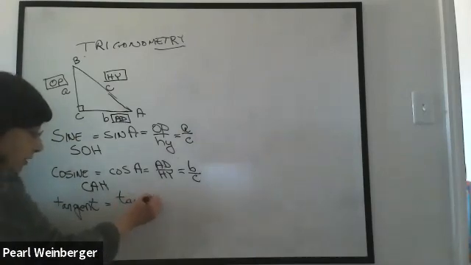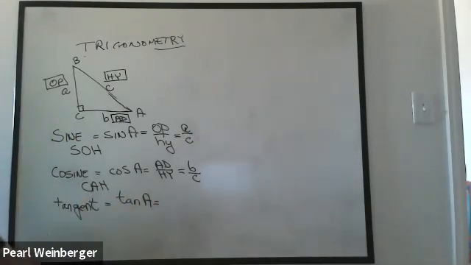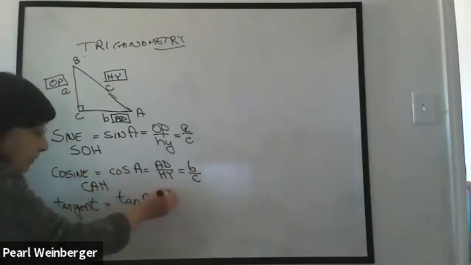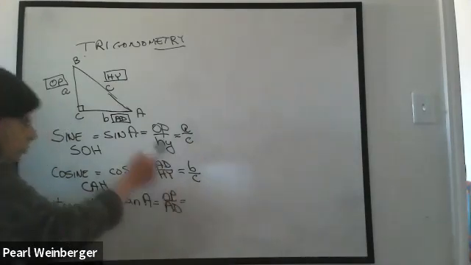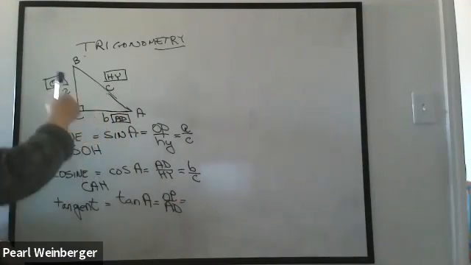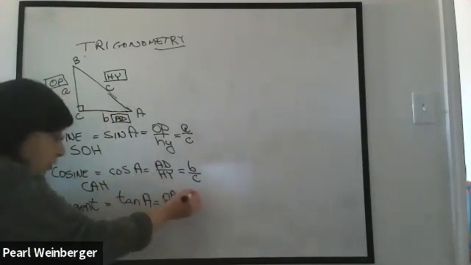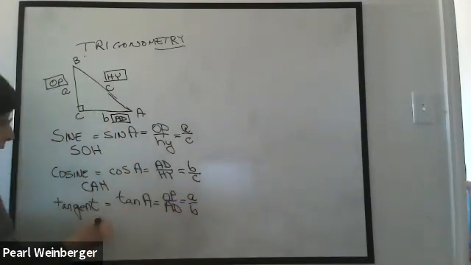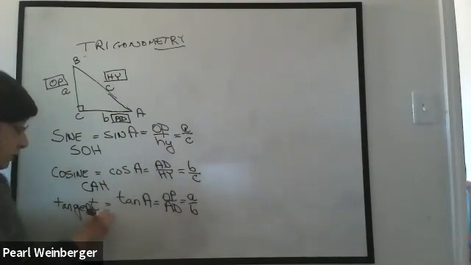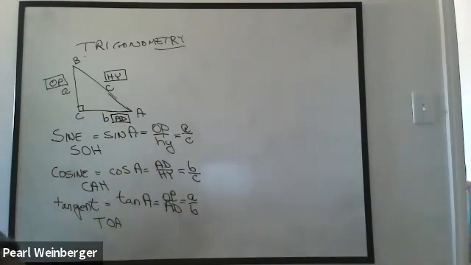Finally, we have the tangent, and again, I have to tell you what angle to look at. Again, we're looking at angle A. Tangent is the ratio of the opposite side over the adjacent side. In other words, it would be the opposite, which is A, over the B, which is the adjacent side. In other words, tangent is opposite over adjacent.